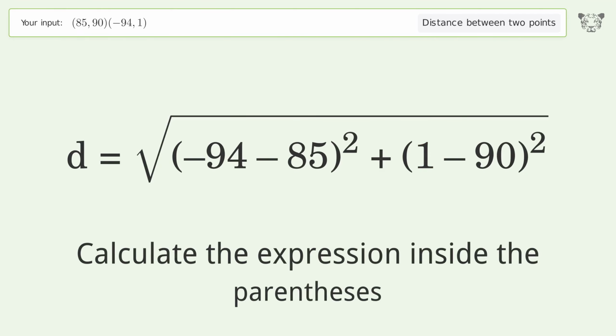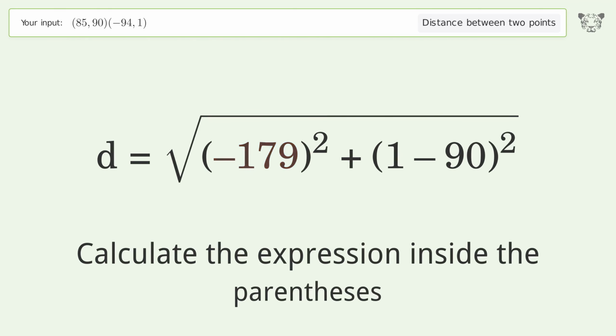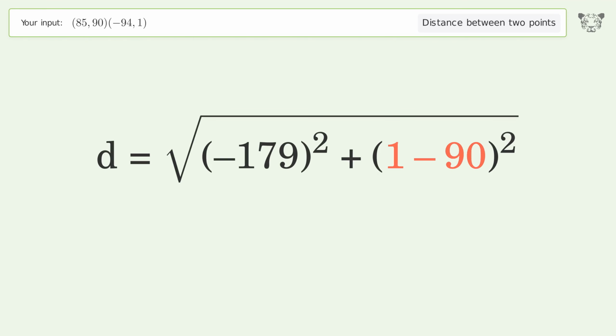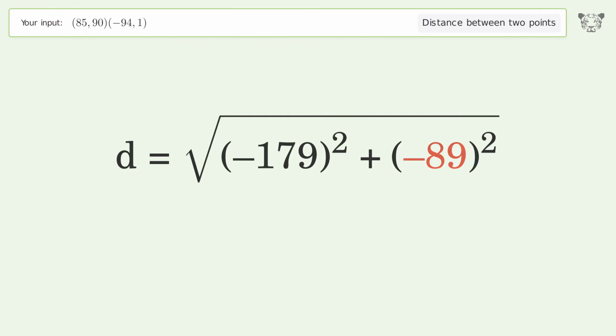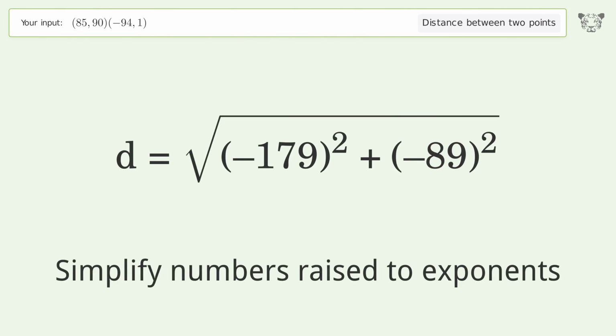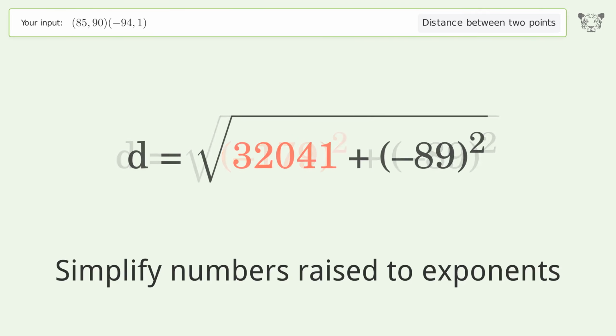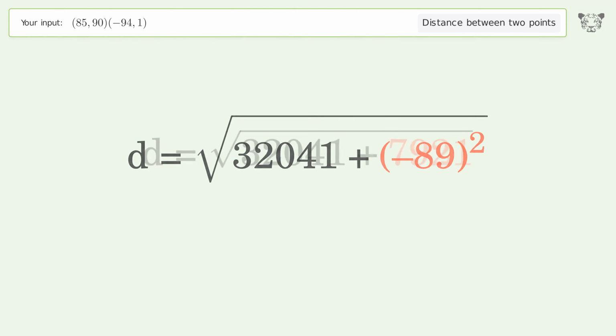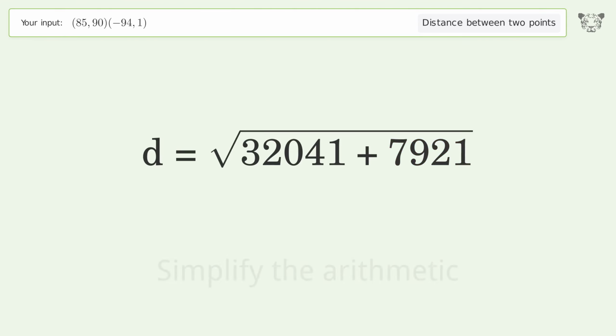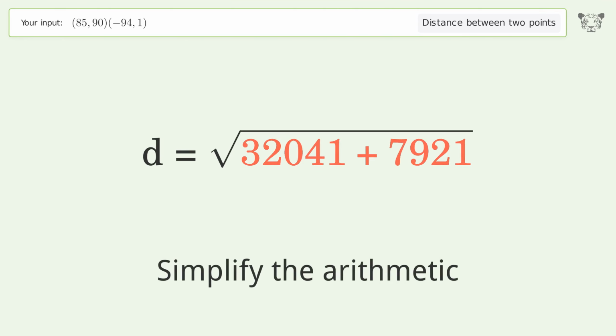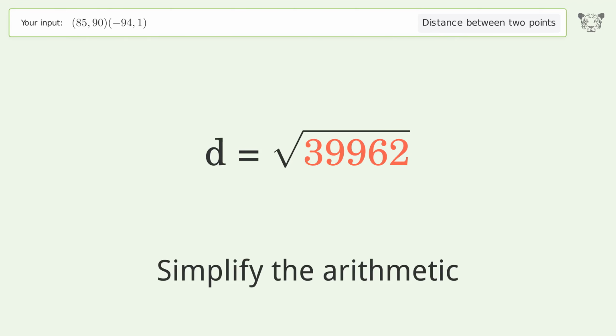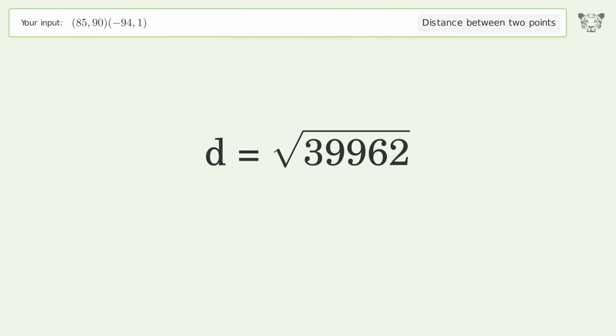Calculate the expression inside the parentheses. Simplify numbers raised to exponents. Simplify the arithmetic. And so the distance between the 2 points is the square root of 39,962 or 199.905.